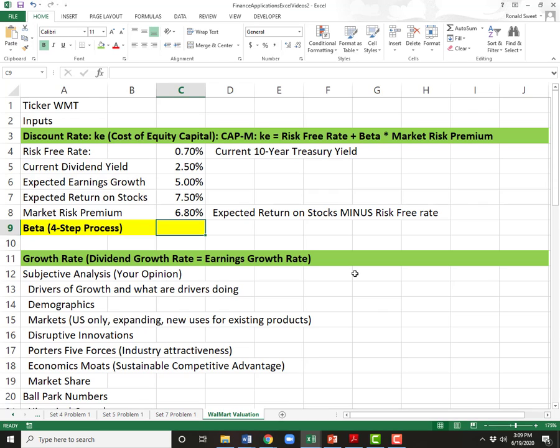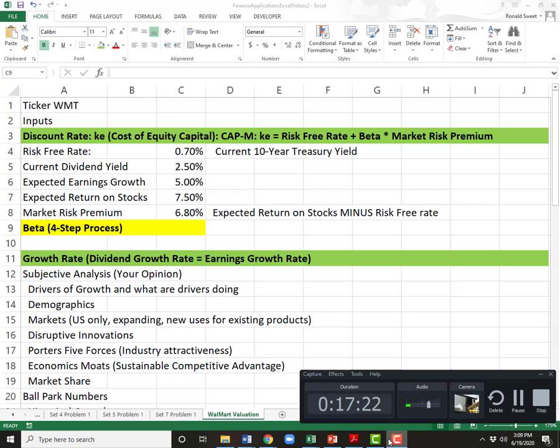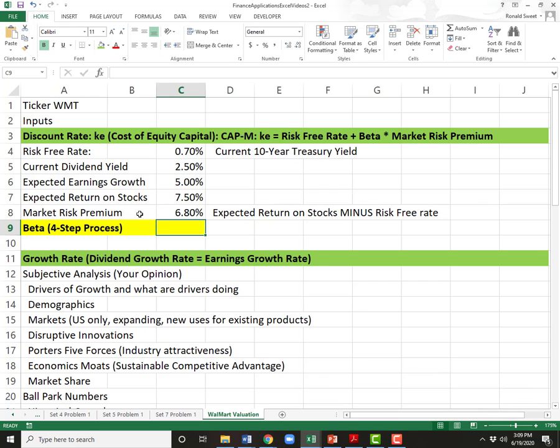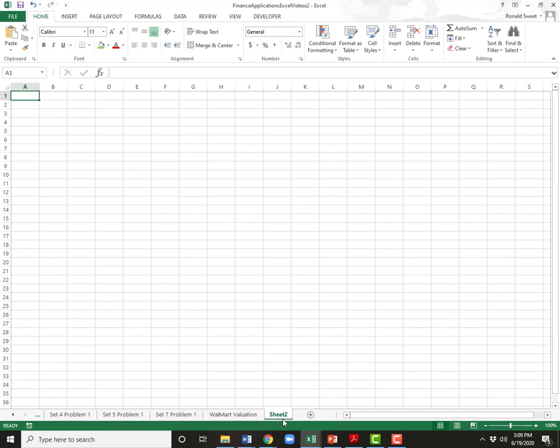I showed you beta for Packer. I will do it very quickly here. So if you saw the video for Packer, let's see what we're doing on time here. All right, so I'm going to do it quickly. You already have the video for Packer. I'm going to do it again for Walmart, but I'm going to go fairly quickly on this one because you've already seen it. So Walmart beta.